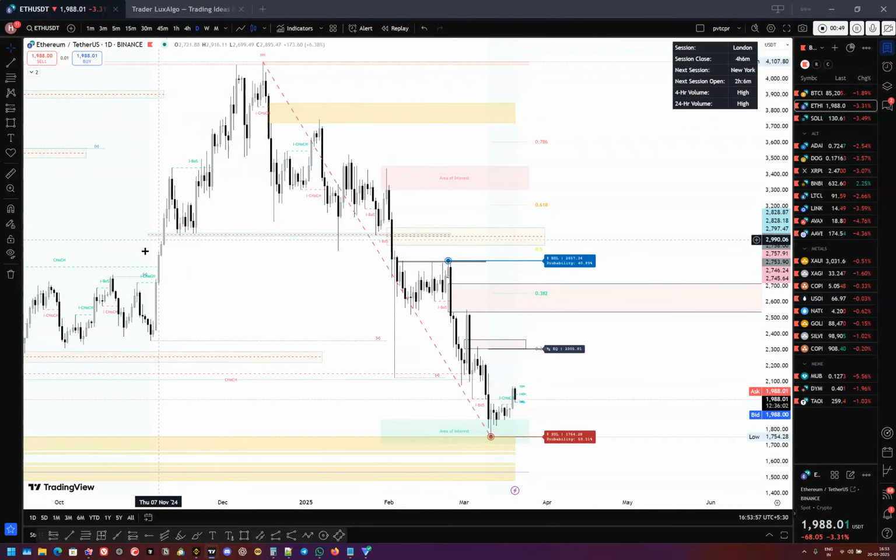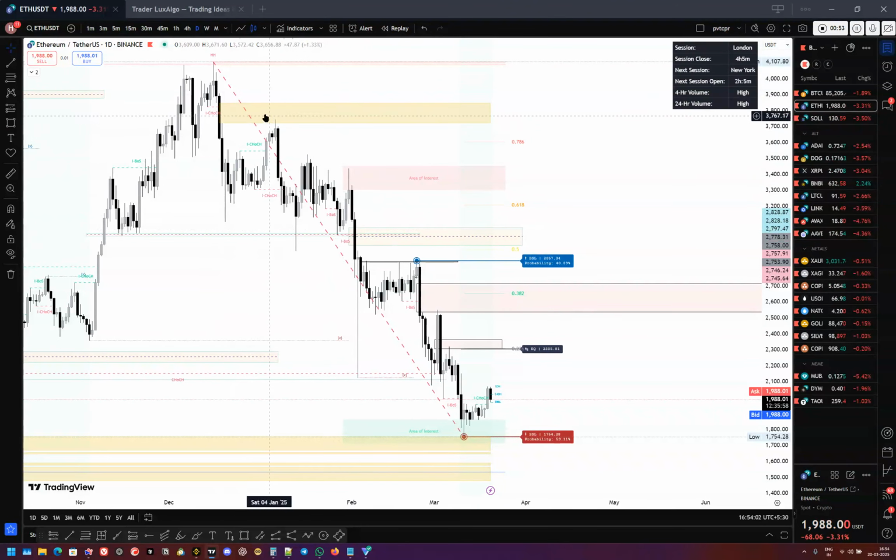the price creates a head and shoulders pattern, and it starts creating a lower high, and this creates a break of structure here. You can see, as well as creating two fair value gaps. One is here and the other is here.